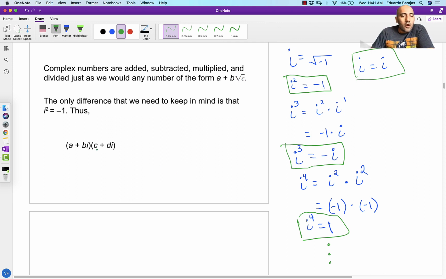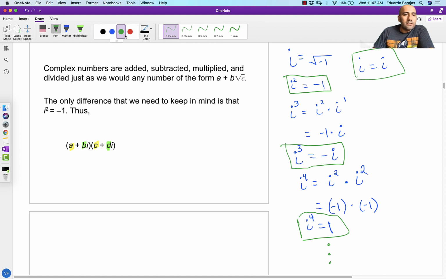Okay, so here is a complex number times a complex number. We have a plus bi times c plus di. This is where the real part of this complex number is the a. The imaginary part of this complex number is the b. And then here, this is the real part of this complex number, and this is the imaginary part, right? So let me highlight all the real parts. This is the real part, and this is the real part. And then over here, this b is the imaginary part of the first complex number, and the d is the imaginary part of the second complex number.